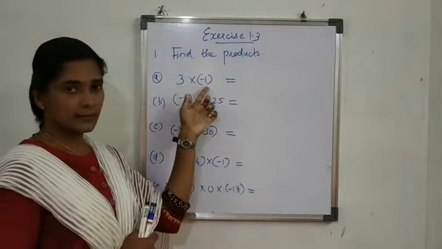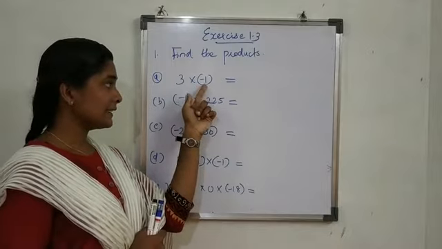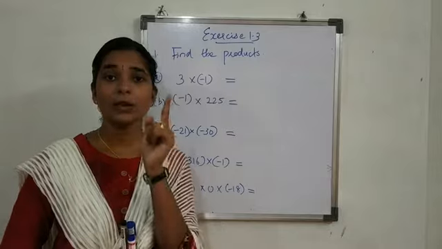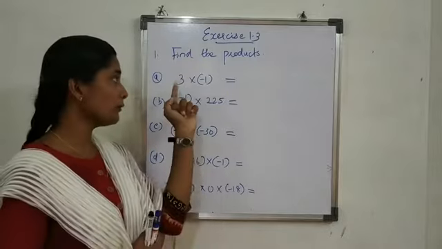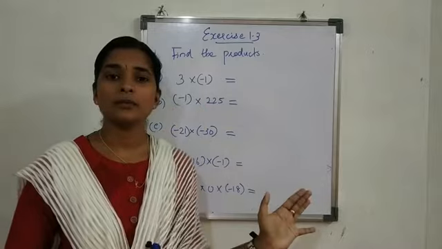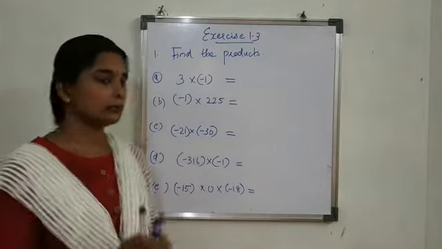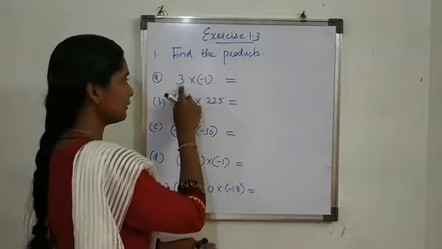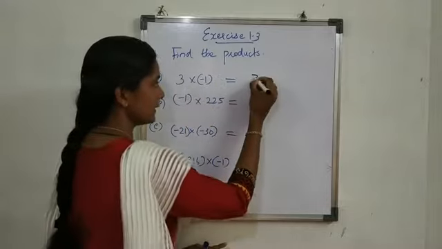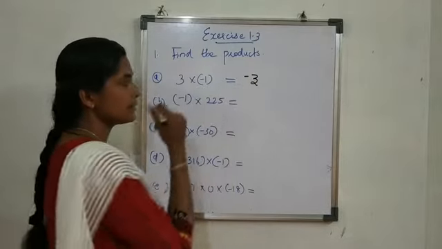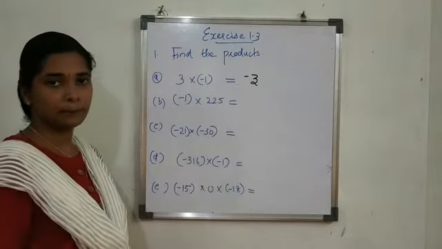Here two integers are there, but the number of negative integers is 1. That is an odd number. Therefore, the answer must be negative. First you leave the sign and multiply. 3 into 1 is 3. Only one negative integer is there, which is odd, therefore the answer is minus 3.